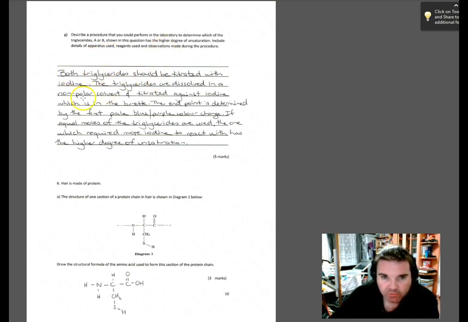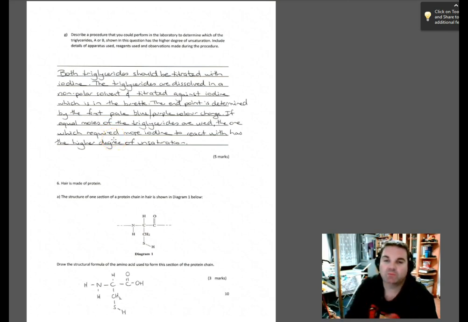So we titrate both of them with iodine. Triglycerides you need to dissolve in a nonpolar solvent. Even though they're both oils, I'd probably still dissolve them in some solvent to increase the volume. And you titrate them against iodine, which is in a burette. The endpoint is determined by the first pale blue-purple colour change from the iodine. If you're using bromine, it would be pale yellow to orange. If you use an equal number of moles of the triglycerides, the one which requires the greater number of moles of iodine to react has the higher degree of unsaturation.